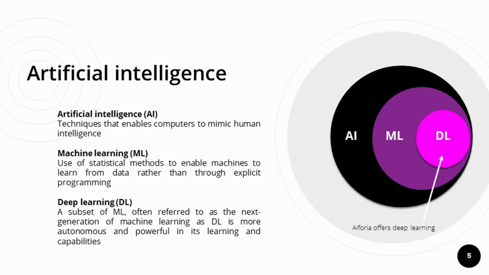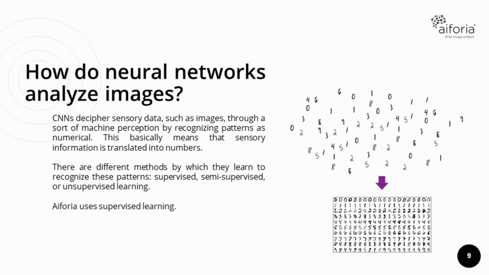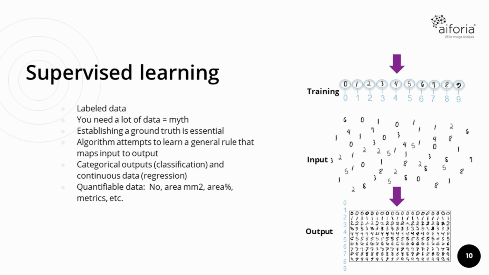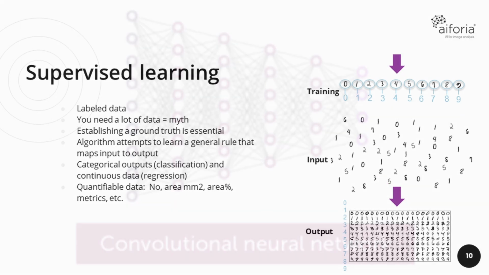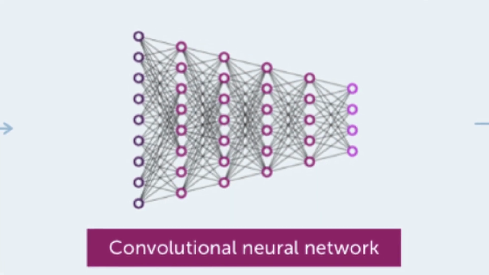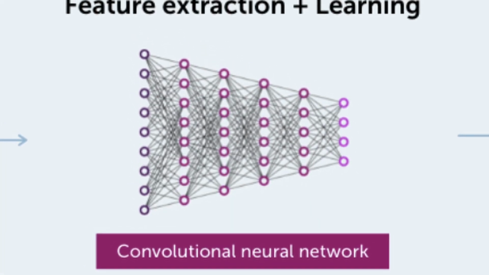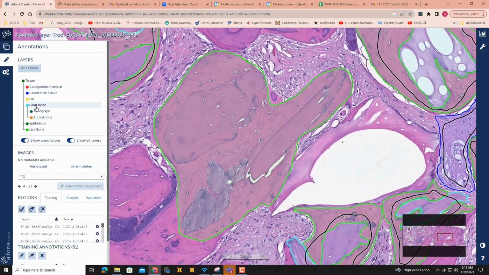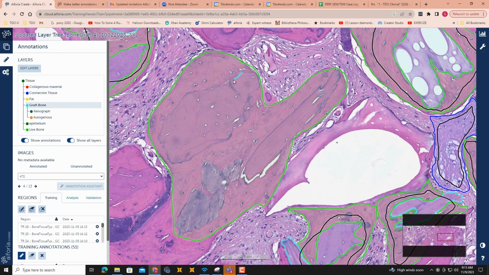So having an understanding of how supervised learning works, where you establish your ground truth, can be helpful to you in understanding how artificial intelligence works and how convolutional neural networks work. So, to give an example in the bone histology, what you do is you outline a specific area and then identify in supervised learning what is in that area.